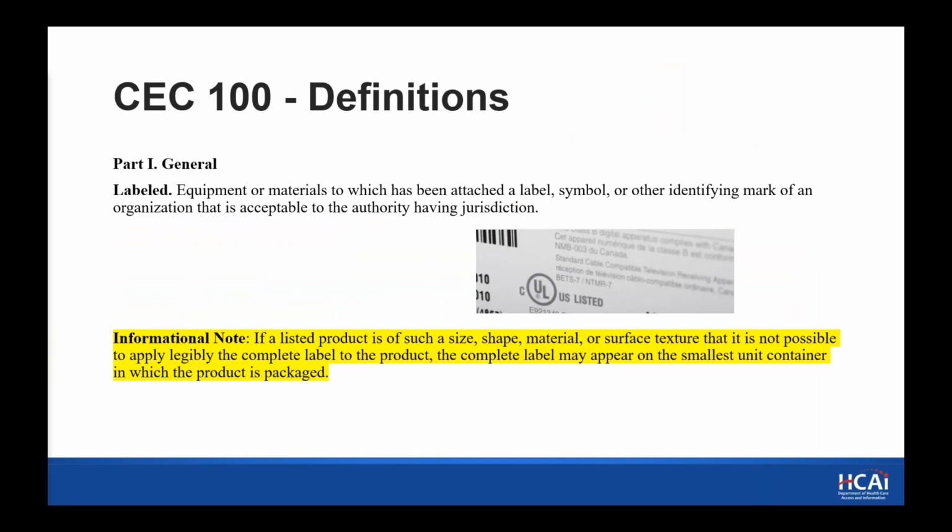Labeling. This informational note was added that while equipment needs to be labeled, if a listed product is of such a size, shape, or material, or surface texture that it's not possible to apply a label, the labeling can appear on the packaging. So this is for our field staff. Labeling and packaging is acceptable.